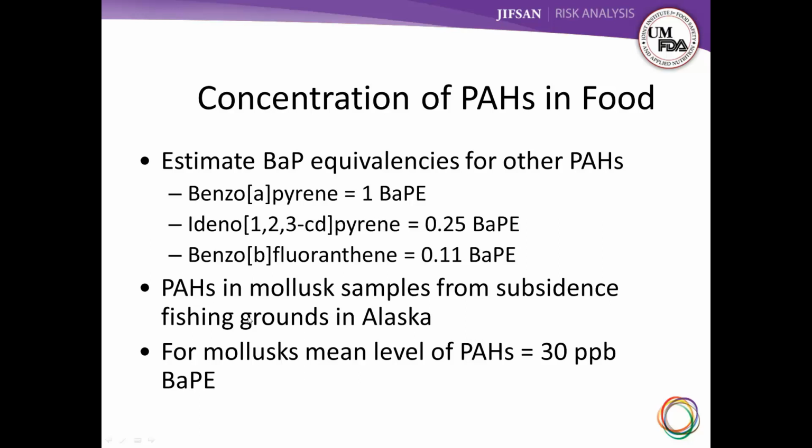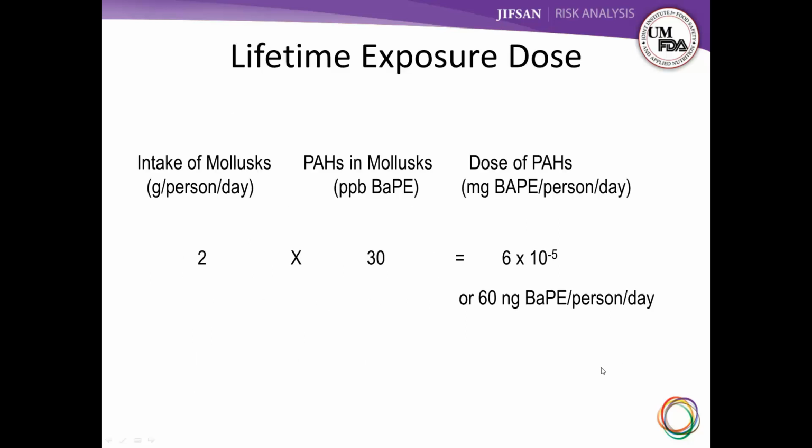So the deal then was to go out, harvest some mollusks from the grounds, analyze the flesh of those mollusks, find out how much of each chemical is in there, and calculate the equivalent number of benzopyrene in a gram of flesh, multiply it by 2 because we're using a mean of 2 grams. And so for the mollusks, the average level of PAHs consumed is 30 parts per billion of benzopyrene.